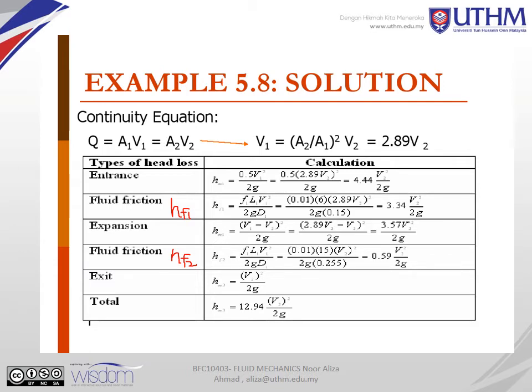And also V2 for the exit, V2 squared over 2g, because the exit is sharp. The entrance is 0.5, the exit is sharp, so this is 1. Then you just total up the HM, so we get 12.94 V2 squared over 2g in terms of this one.